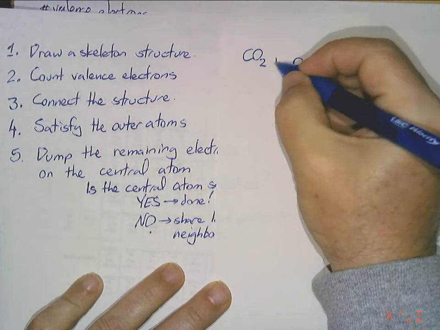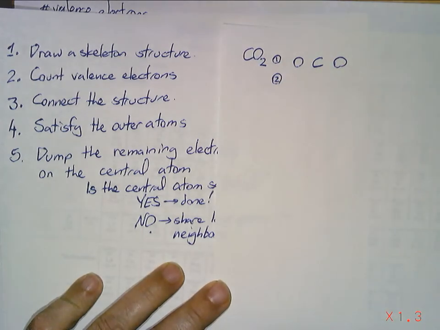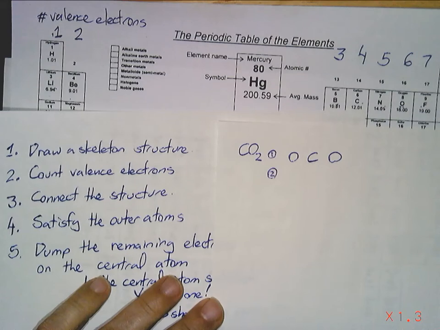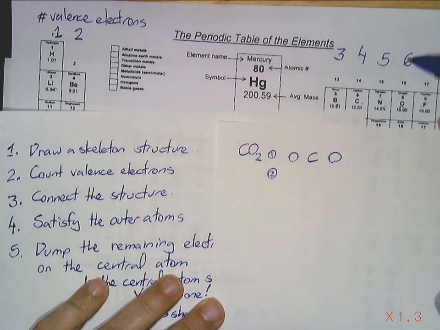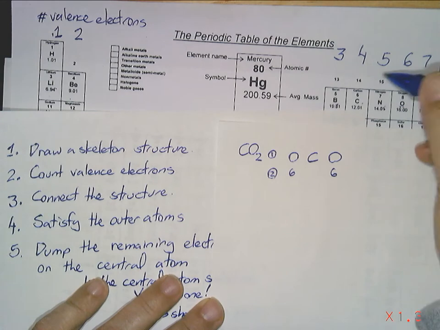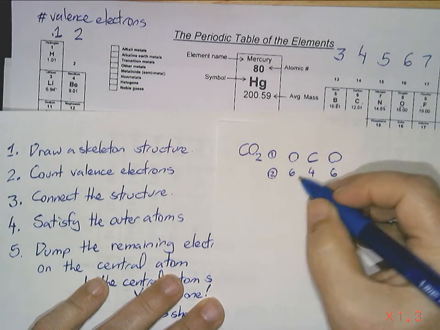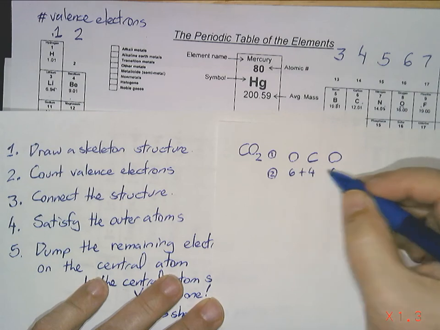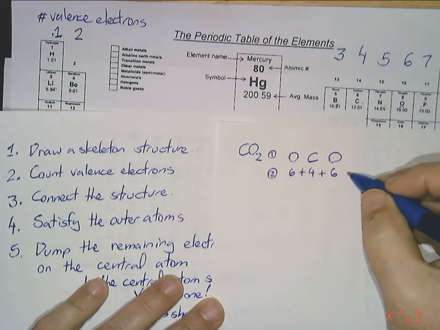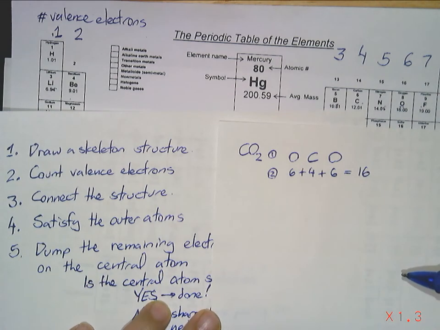That's step 1. Step 2, count the valence electrons. Again, looking at my periodic table, my oxygen has got 6 valence electrons. There's 2 of those. And my carbon has got 4. So I have 6 plus 4 is 10, plus 6 is 16. 16 valence electrons. Okay.